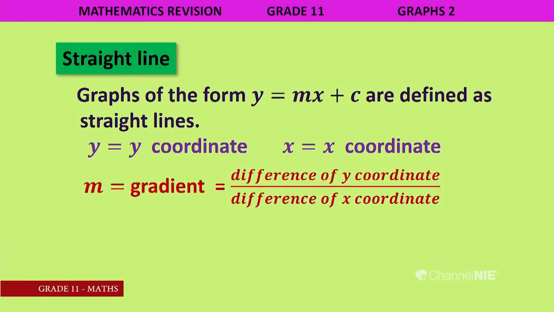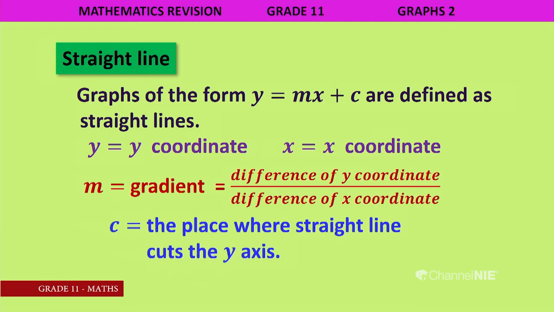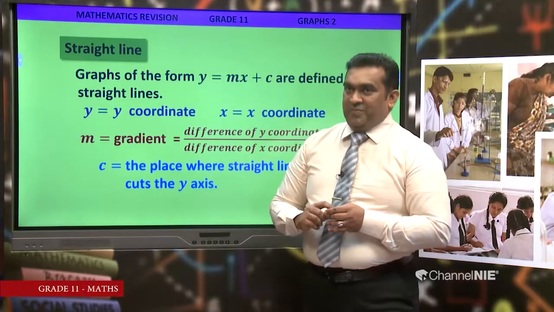Then gradient. How to define the gradient? Gradient is the slope of the straight line with the positive direction of the x axis. How to find it? Difference of y coordinates divided by difference of x coordinates. Next one, c. The place where the straight line intersects the y axis. It means the place where the straight line cuts the y axis. Cut means intersection.